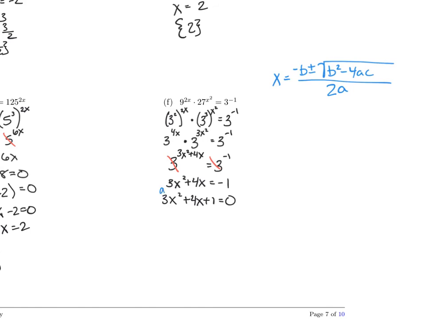So remember, this is our A, our B, our C. Let's plug this in and solve. So this is going to be x is equal to negative 4 plus or minus the square root. You're going to hear me sing a lot.